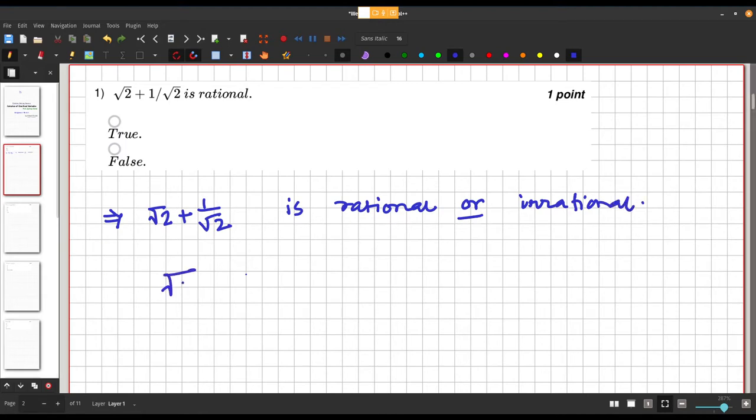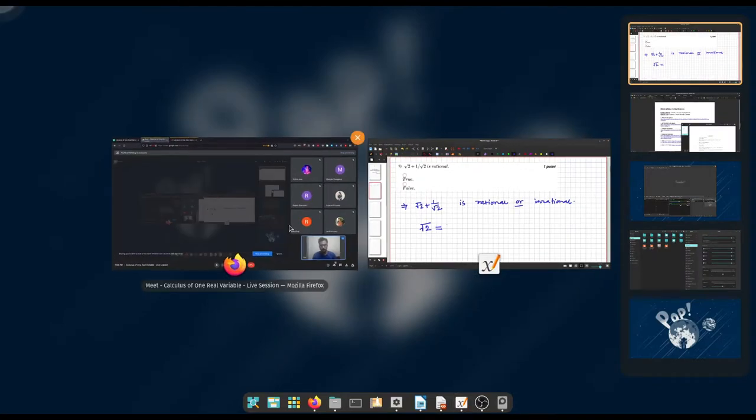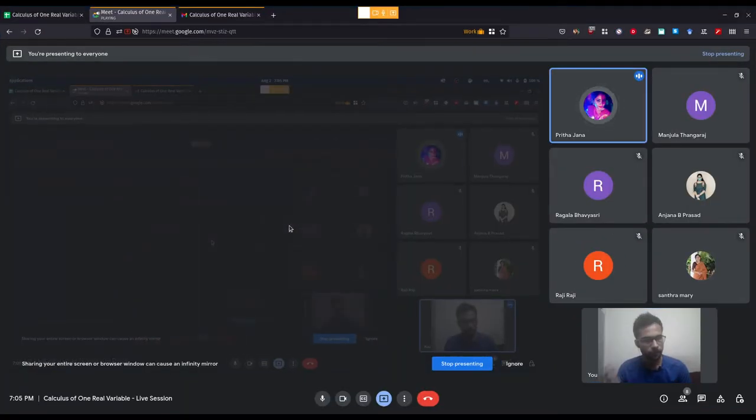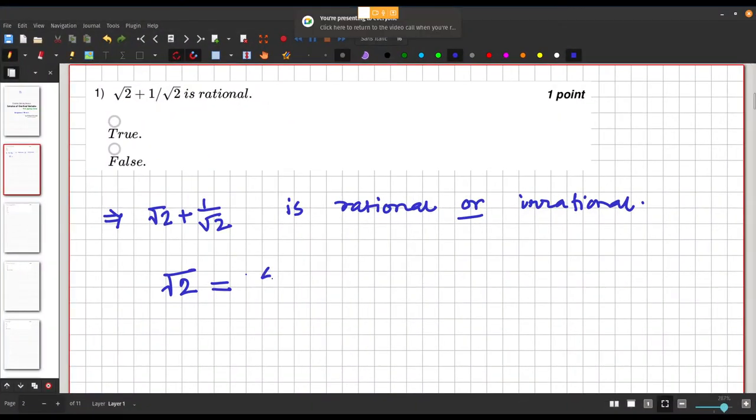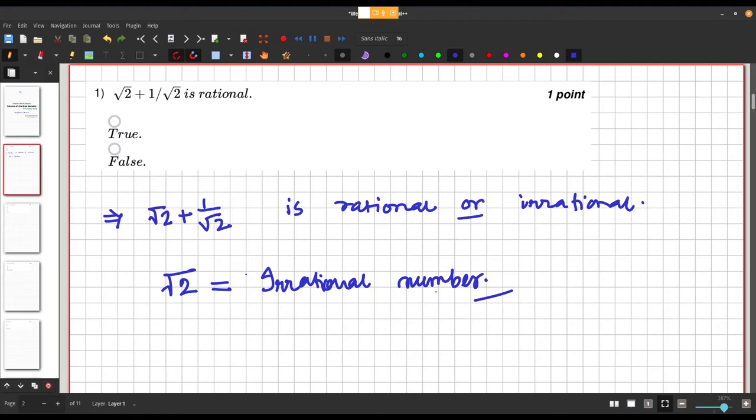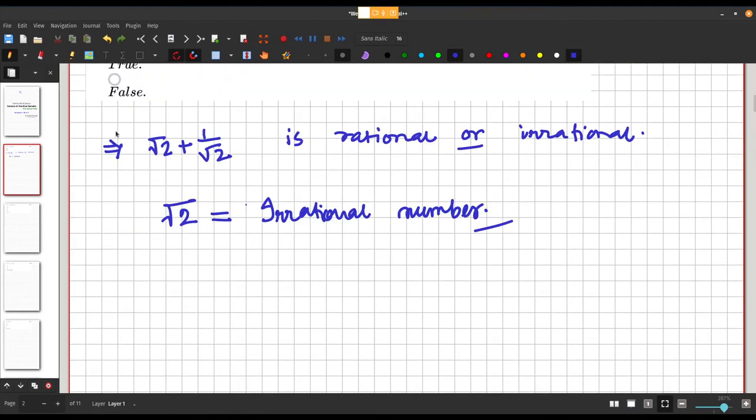So let us first see whether root 2 is rational or irrational. Would anyone from the audience like to answer that? Irrational. Yeah, you are correct. Root 2 is an irrational number. Then, using this information, we can see whether root 2 plus 1 over root 2 is irrational or not.